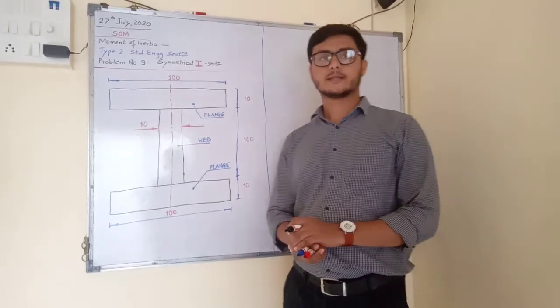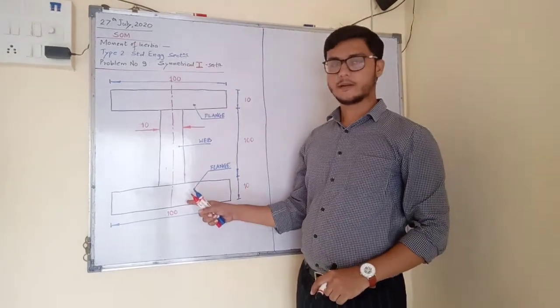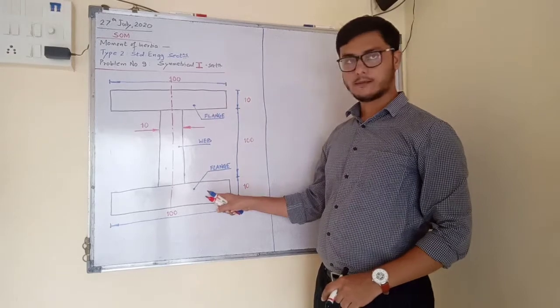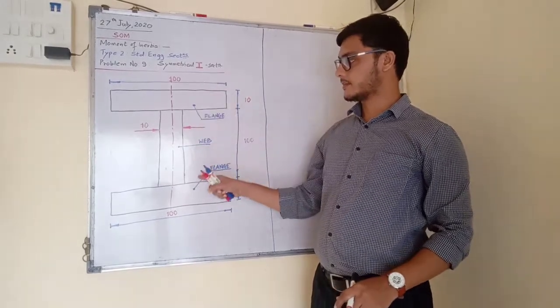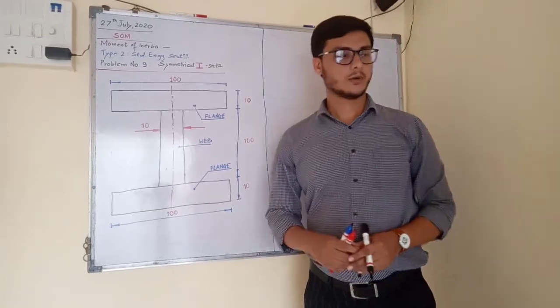Hello students, next is problem number 9, symmetrical eye section. This is a figure given of symmetrical eye section. It consists of upper flange, lower flange and web. Web connects the upper flange to lower flange. Dimensions are given. I read out the problem.